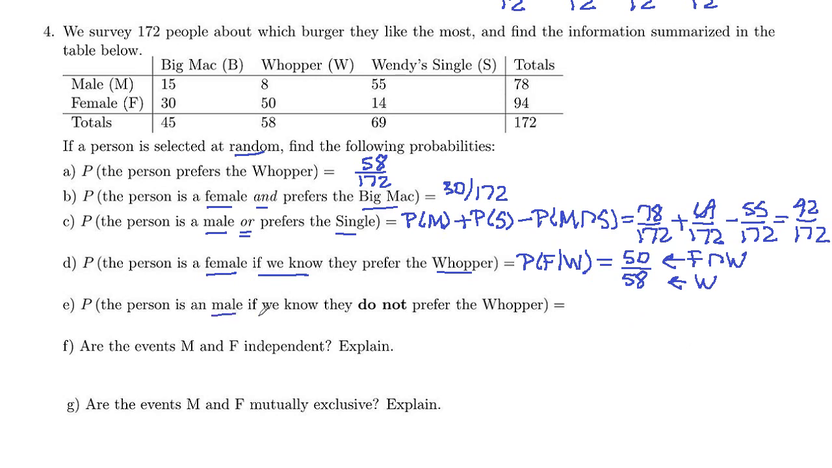Person is male if we know they do not prefer the Whopper. So this is probability we are male given W complement, so not Whopper. So again, that given condition determines your total outcomes. So the people that prefer the Whopper are right there, 58. And so your complement is everybody that's not included in that 58, which is 45 and 69. Or if you want, 172 minus 58. So that's your denominator.